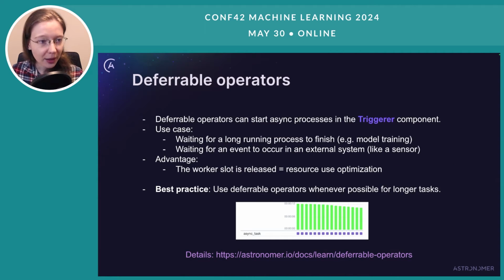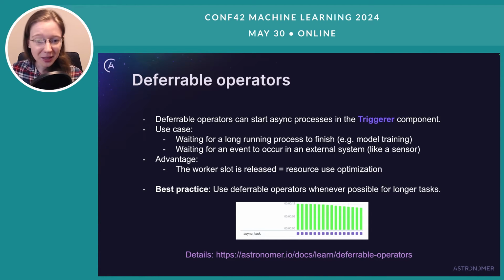The other thing I wanted to mention really quickly in just one slide are deferrable operators. Because if you are creating generative AI pipelines, it's likely that you have tasks that run for a long time. So the prime example is model training and fine-tuning. That might take a while. Or you are waiting for an event to occur in an external system with a sensor. You're probably familiar with sensors. A lot of deferrable operators are deferrable versions of sensors.